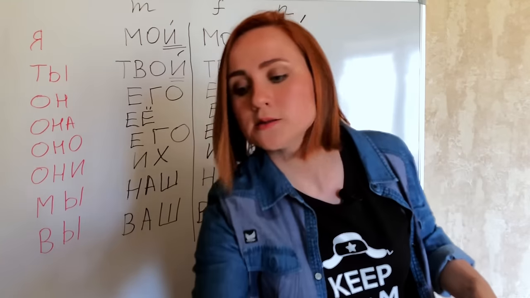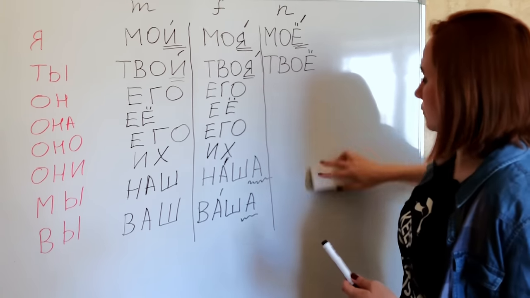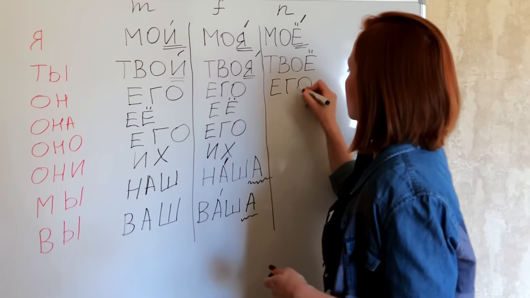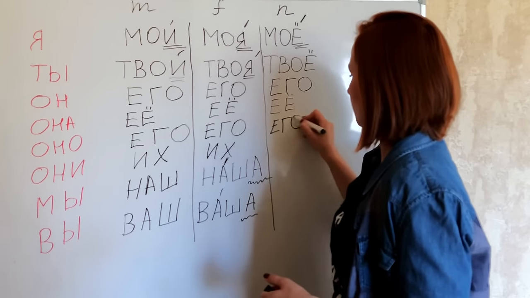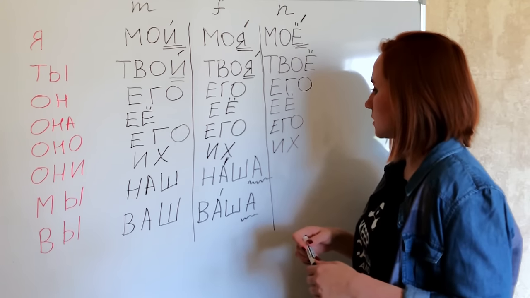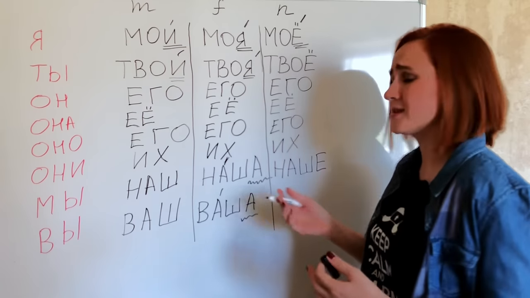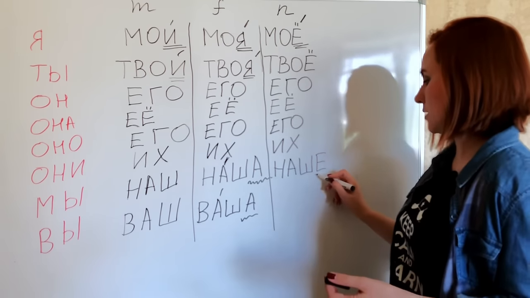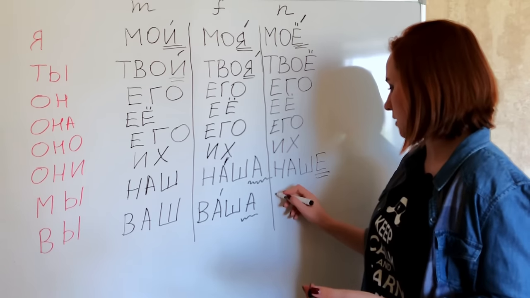And again, wait a second, have you written it down? I hope so. These four stay the same, so you only have to learn them once. Его солнце, his sun. Её, again, его. And их, let's not waste our time. Их солнце, наше, then. Again, it's easy to remember, because neuter nouns end with о or е. So here we have е in the ending, so наше. And your means ваше.